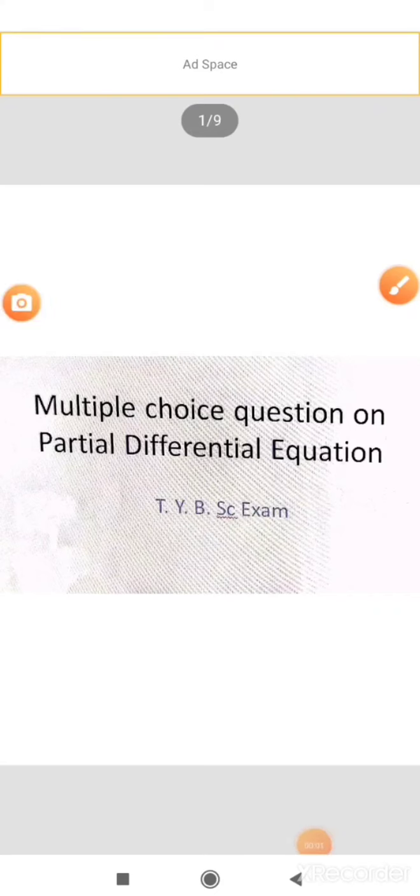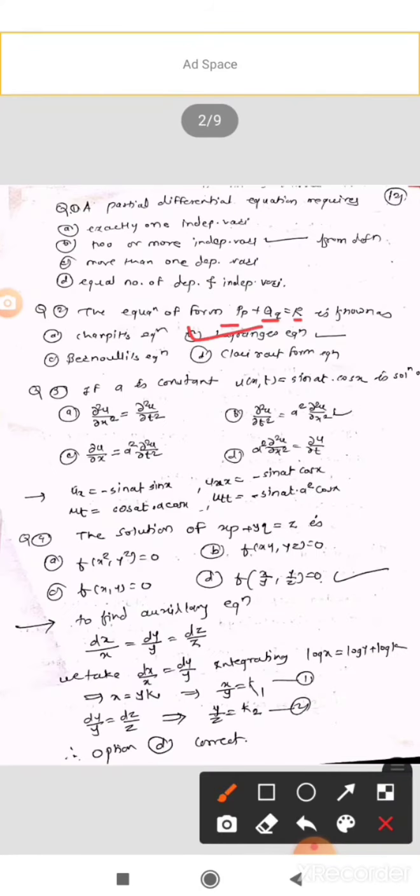Hello everyone. In today's lecture, we study how to solve the multiple choice questions asked in exams on partial differential equations by using the corresponding property. So let us discuss question number 3.